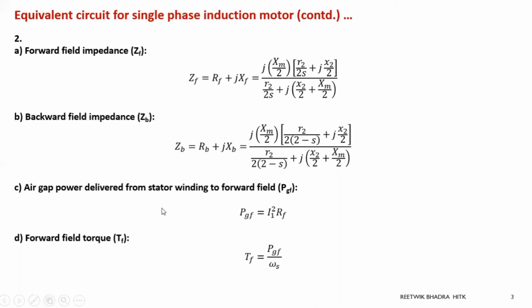Next step, what we have to do is to calculate the total power. In order to calculate the total power, we need the power produced by each field: power produced by the forward field and power produced by the backward field. So what is the air gap power? First we'll calculate it, because using air gap power all the relations come.